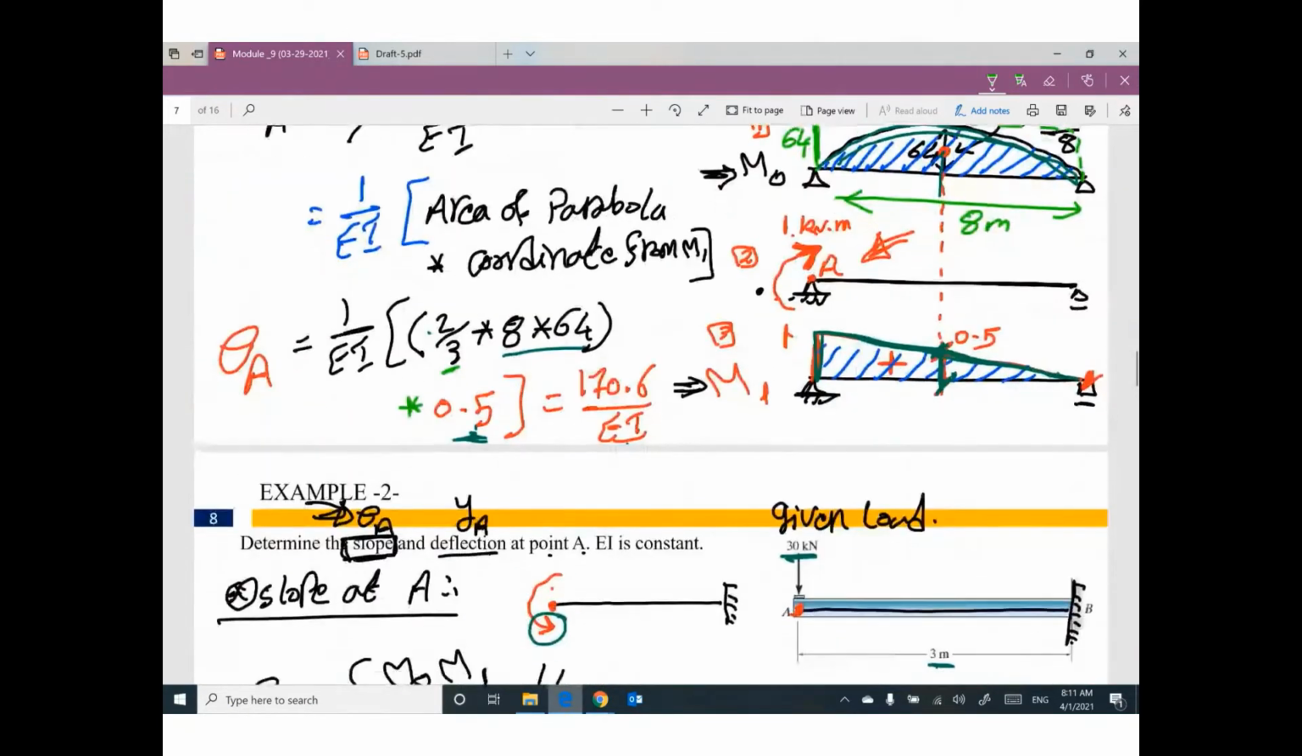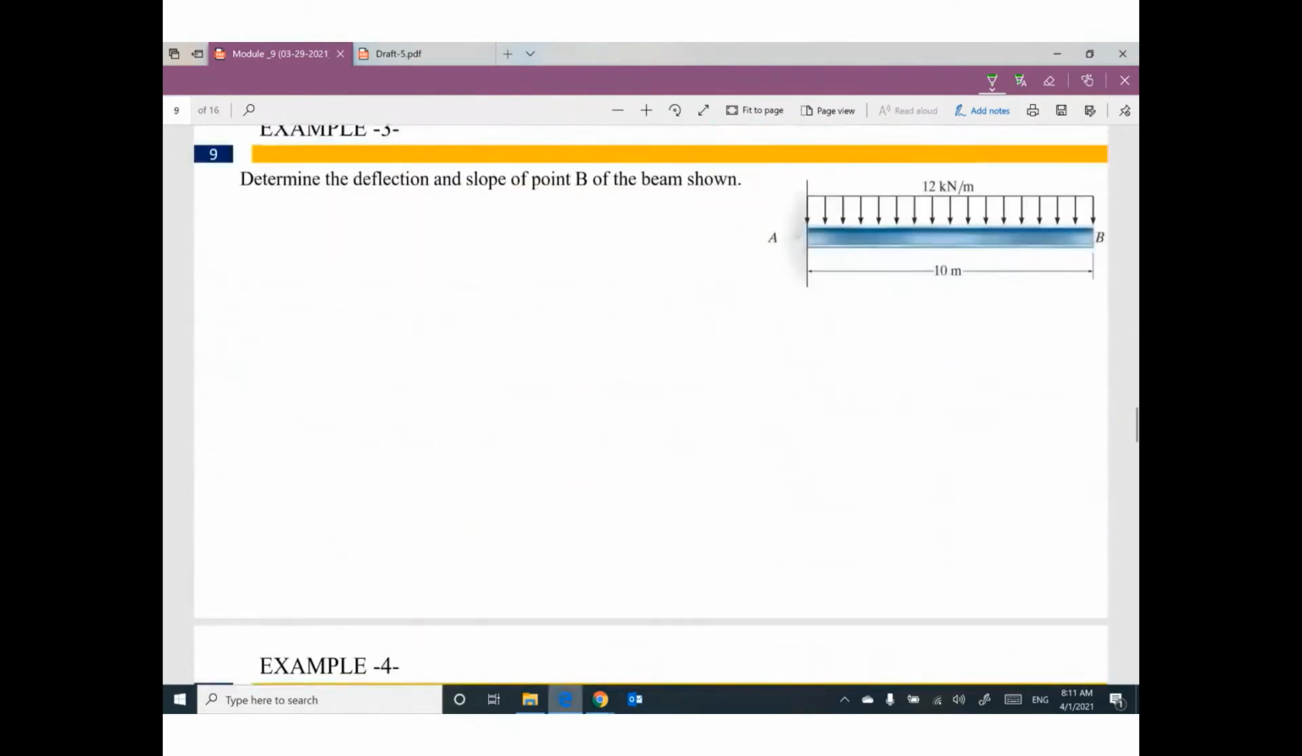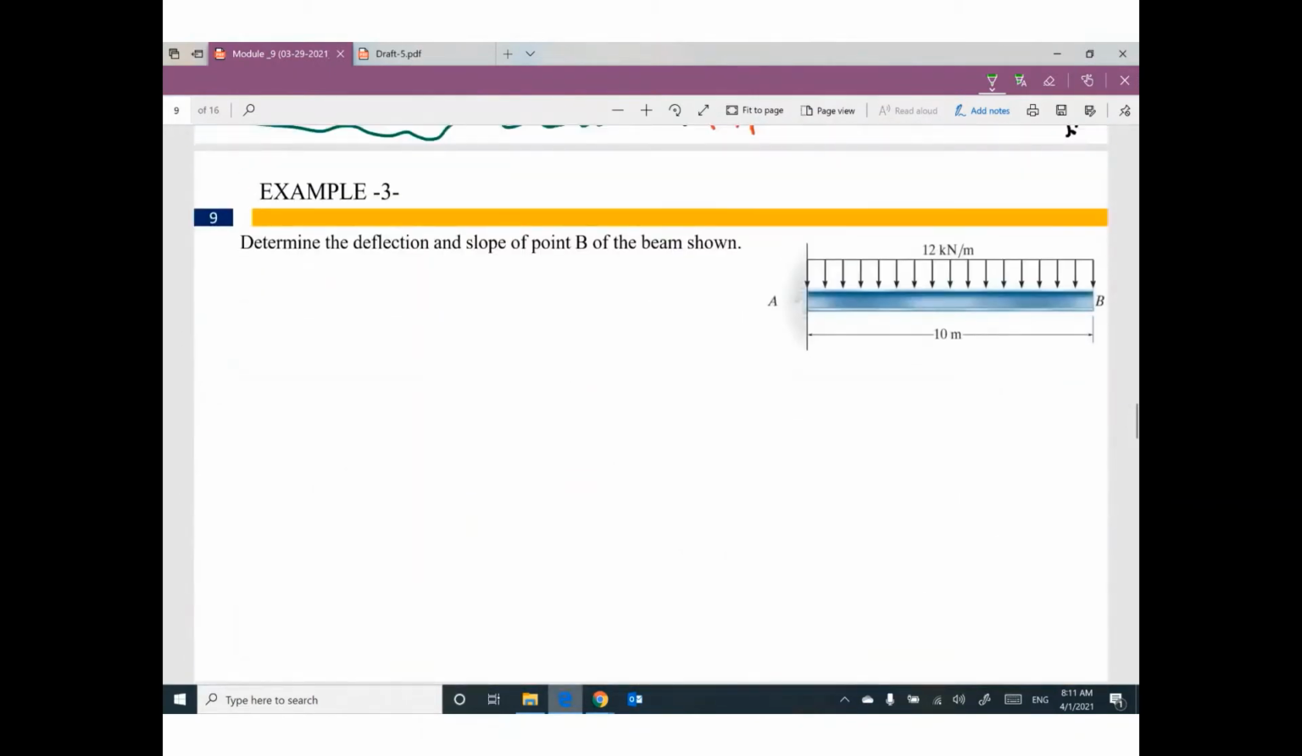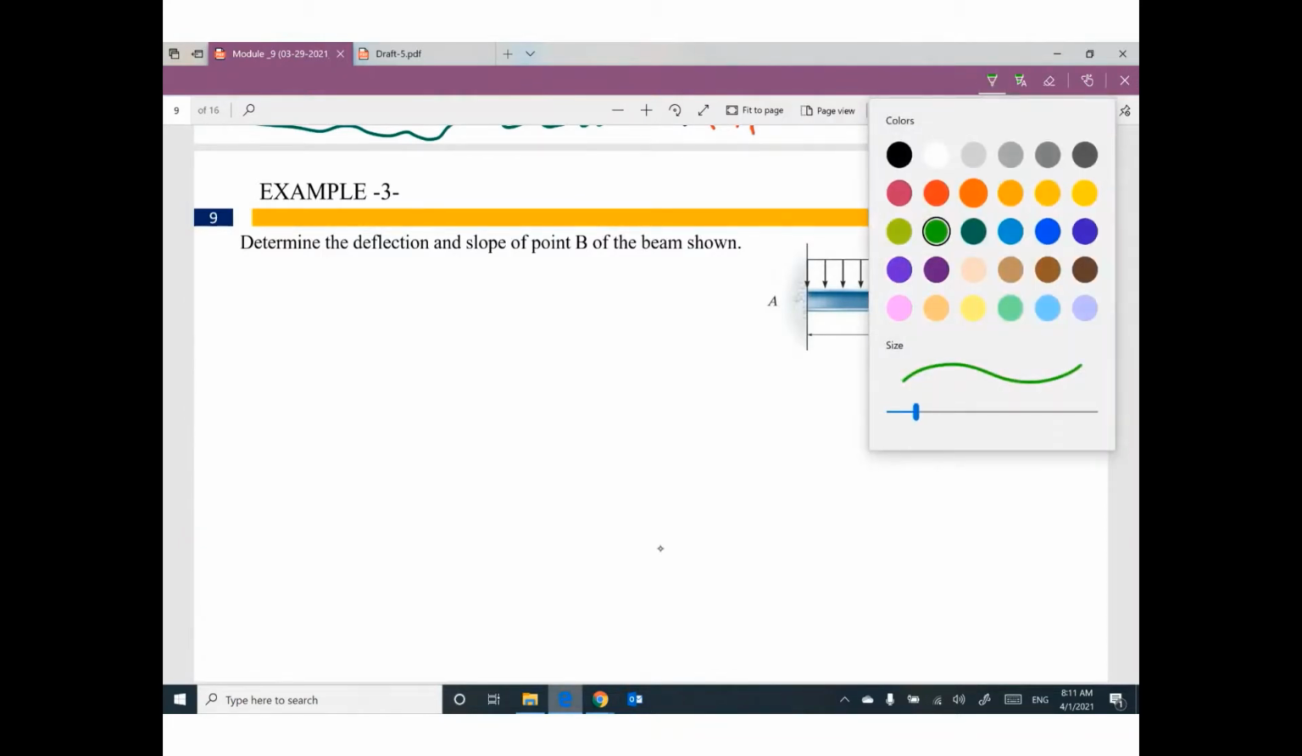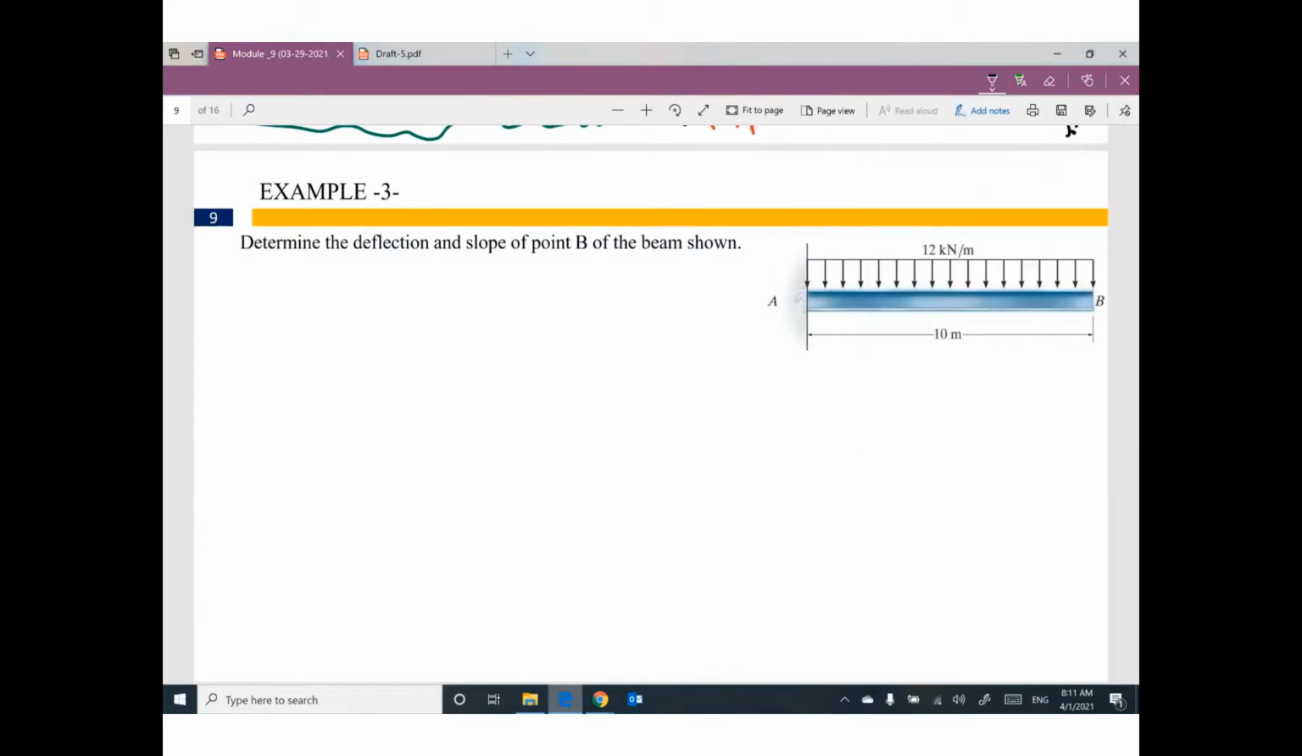I covered, I think, 2 examples. Let's start by covering this example. We need to determine the deflection y and slope theta at point B. This point. By the way, this cantilever is fixed at A. We have fixed at A only.